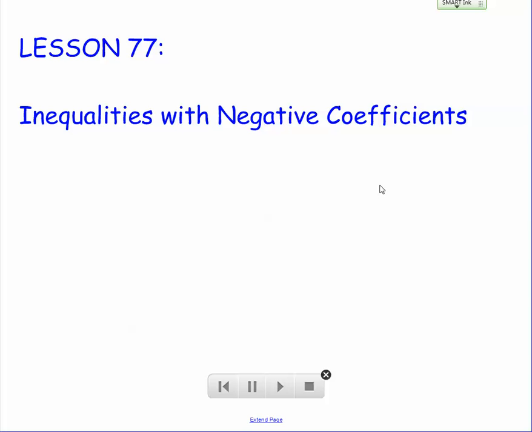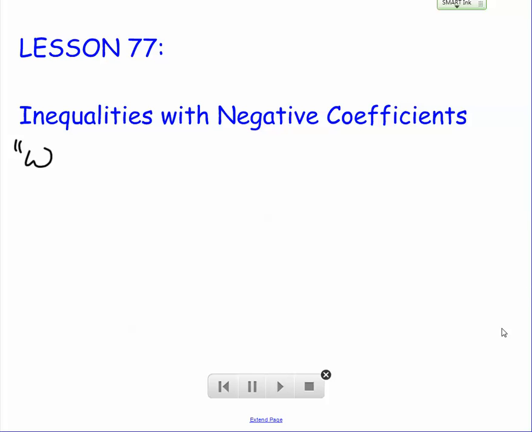Inequalities with negative coefficients. I think this lesson's coming just in time. I think we need a review of how to solve and graph inequalities, and with it we'll also add in this idea of negative coefficients, which we have talked about with one problem set, one question. It did show up, but now we'll get a little bit more into it.